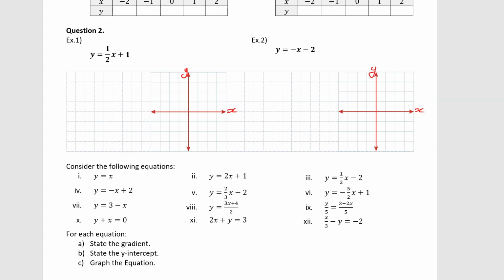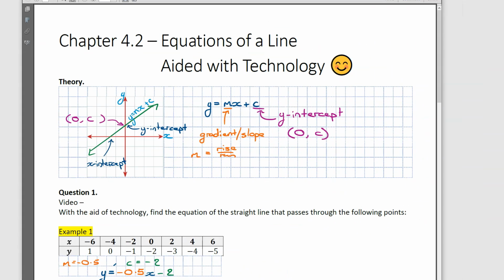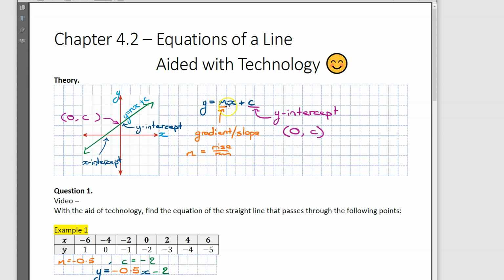In this video, we're going to have a look at how we can graph linear relationships simply by looking at the equation when the equation is in something called slope intercept form. So what is slope intercept form? Well, it's when the equation is in the form of y equals mx plus c, m representing the gradient or the slope, and c representing the y-intercept.